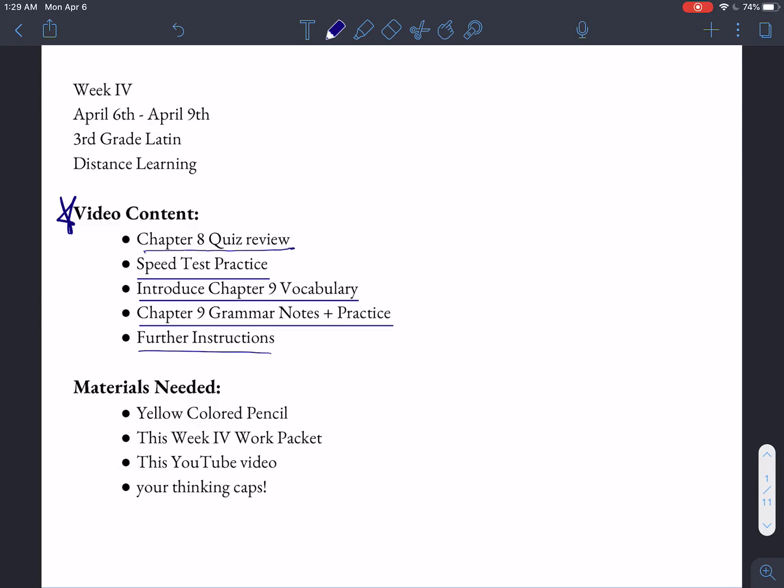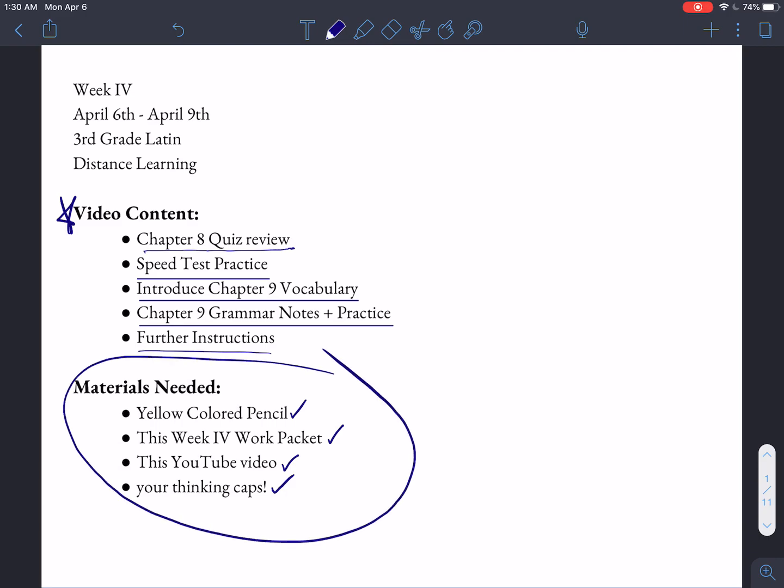Okay, the materials you're going to need. Alright, so today you're going to need a yellow colored pencil, this week 4 work packet, this YouTube video of course, and your thinking caps. Okay, so please make sure that you have these things. Alright, and then let's get started.